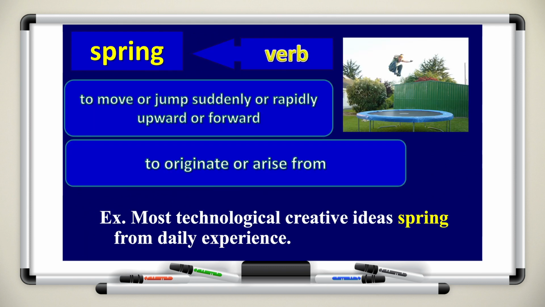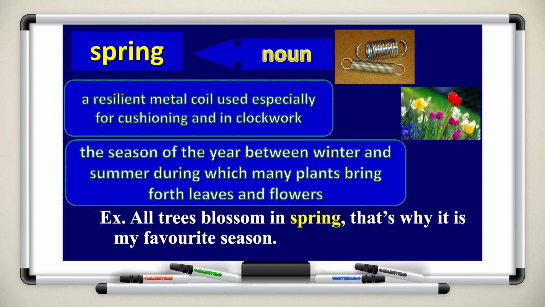The word spring as a verb means to move or jump suddenly or rapidly, or to originate or arise from. For example, most technological creative ideas spring from daily experience. But as a noun, spring is, do you see the little metal here? For cushioning and clockwork, or the season of the year. Example, all trees blossom in spring. That's why it is my favorite season.